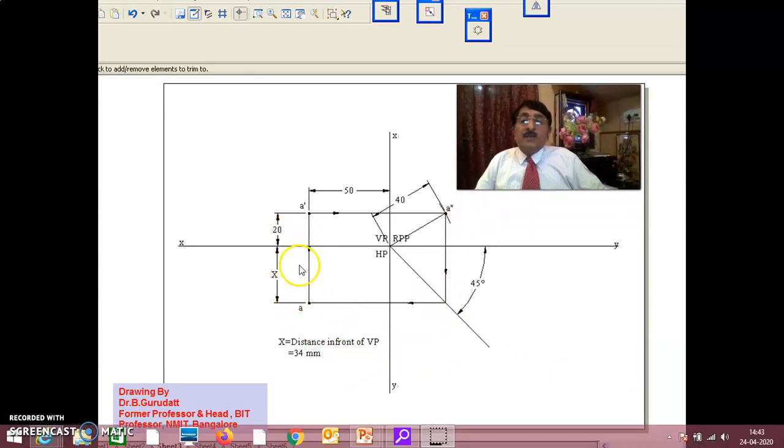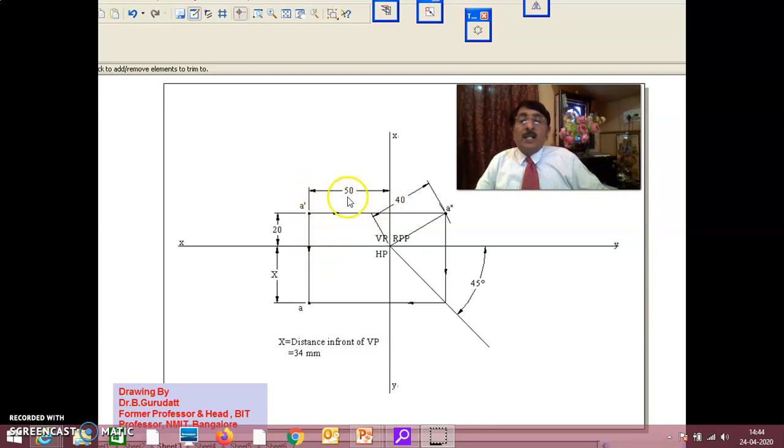If this is 34, actually this distance will also be 34, but don't worry about that. How you do it, I'll repeat. XY you take, X1, Y1 you take, 50 mm you take from here, draw a thin line. 20 mm above HP has been given. You make A dash, you fix it at 50.